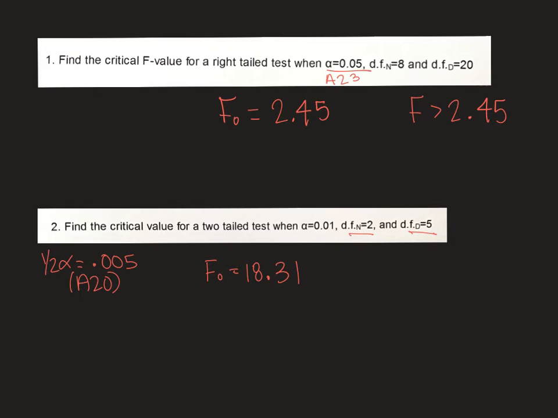And even when it's two-tailed, your rejection region is still going to be greater than whatever that critical value is, because remember, even when it's two-tailed, we want our F value to be greater than or equal to 1. So it's always going to have to be greater than whatever our critical value is.